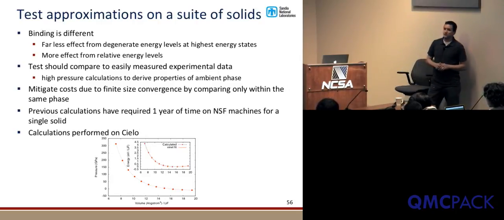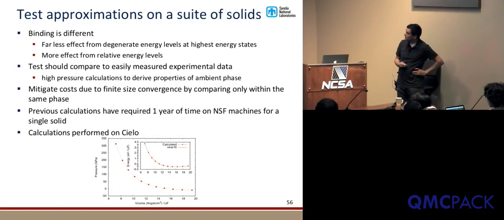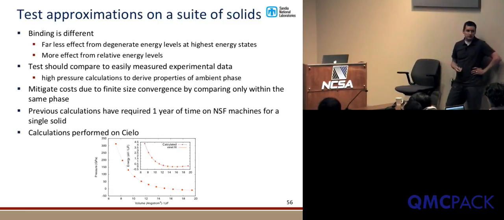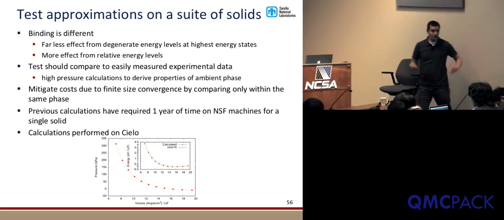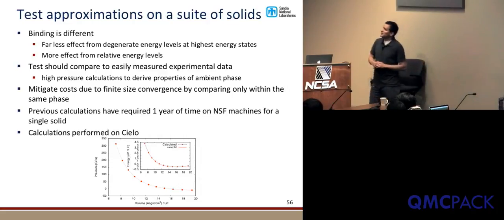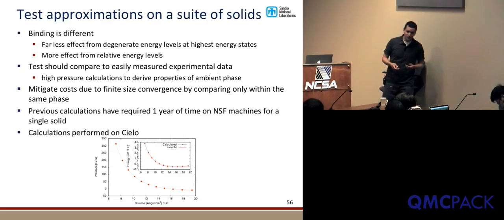But in solids, you have some reason to think that the answer might be different, right? Binding is different. We've got these two-body finite size effects, for instance. We'd like to construct a test that we can easily compare to measured experimental data. There really isn't a gold standard method beyond quantum Monte Carlo for the solid state at the moment. We don't want this to take 1 billion core hours. 1 million would be much better.